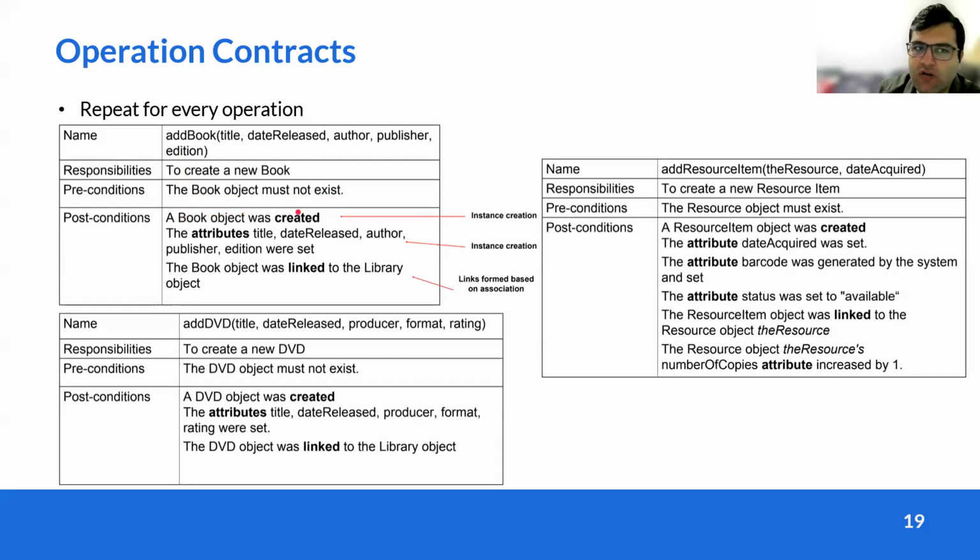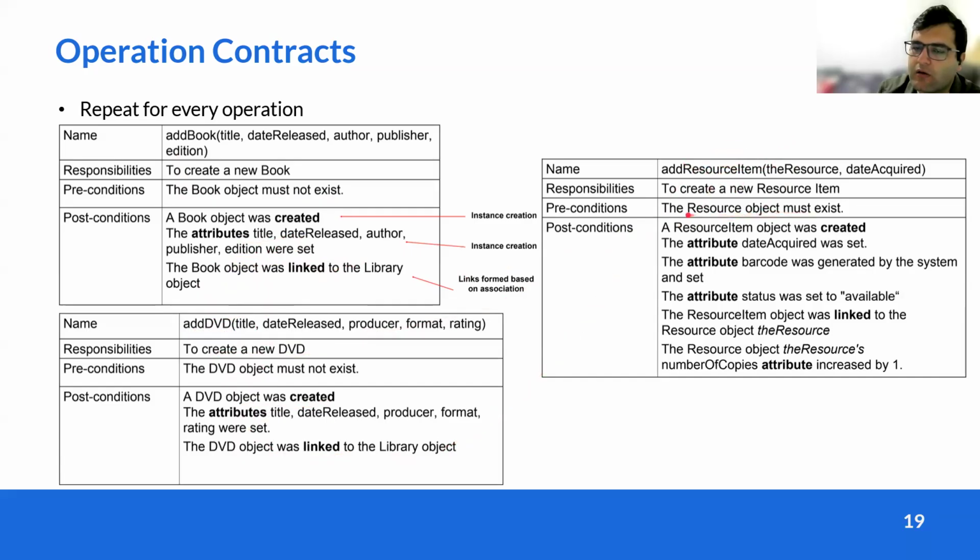Okay, so the book is created, the attributes are set, and the book is linked to the library. Okay, that's what happens. Add DVD, similar thing, right? To create a new DVD, the DVD must not already exist. It's created, attributes are set, and it's linked. Okay, and then add resource item.